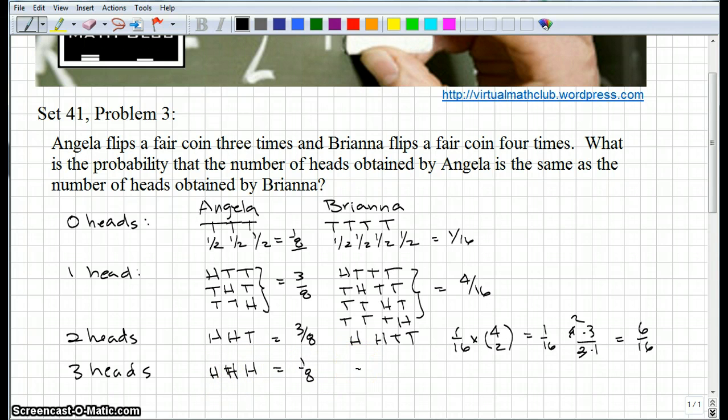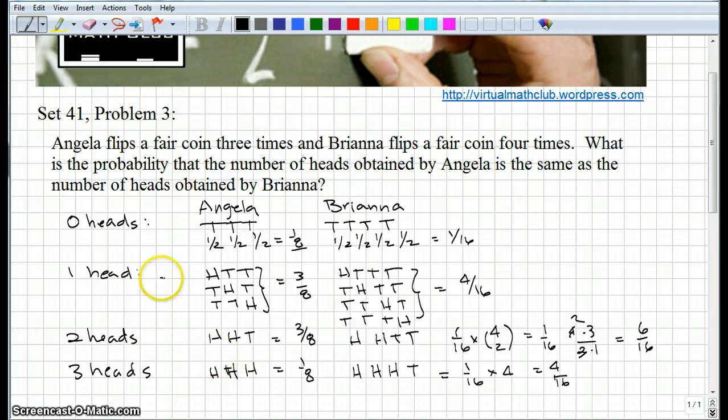And for Brianna, it's going to look like heads, heads, heads, tails. So essentially we have 3 heads and a tail. So we have 4 places where we could put the tail, alright, and then we have a 1/16 chance of any one of these outcomes. And so we have 1/16 times the number of places to put the tail, so that's times 4. Okay, so that's equal to 4/16.